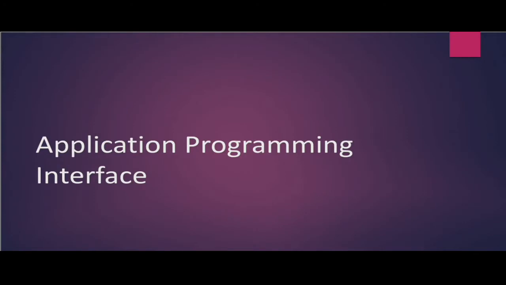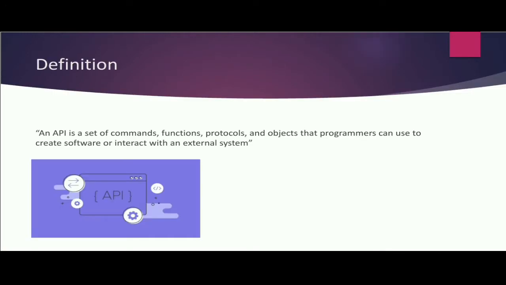In this video, we will be explaining Application Programming Interface, or API. What is an API? An API is a set of commands, functions, protocols and objects that programmers can use to create software or interact with an external system. Let's try to understand APIs intuitively.